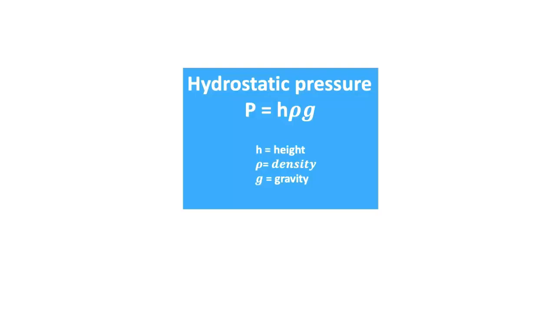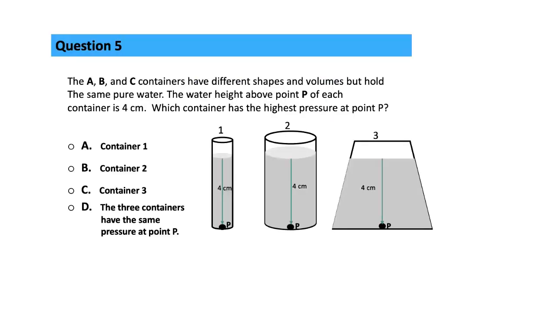The hydrostatic pressure formula is this. As you can see, the pressure is proportional to the height of the water, the density, and the gravity. The hydrostatic pressure does not depend on the volume of the container. Since the statement says the containers have the same pure water, the density is the same. The height is 4 centimeters for all 3 containers, and the gravity is the same. The pressure is the same at point P for all 3 containers. And the answer is D.